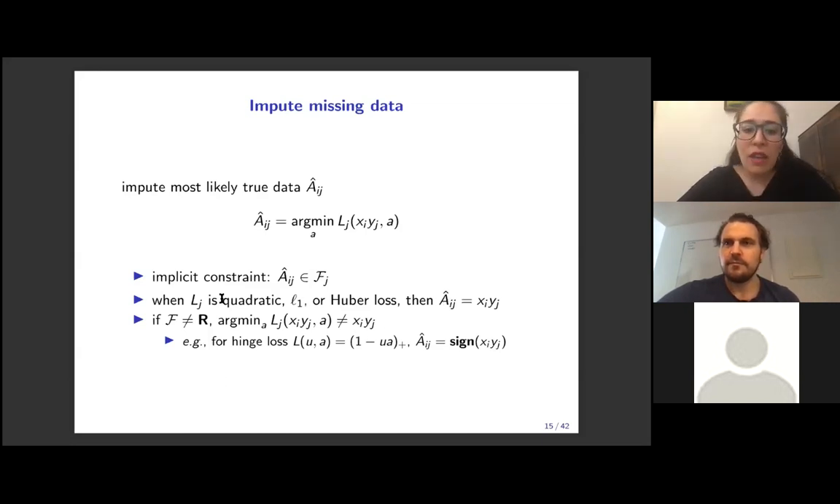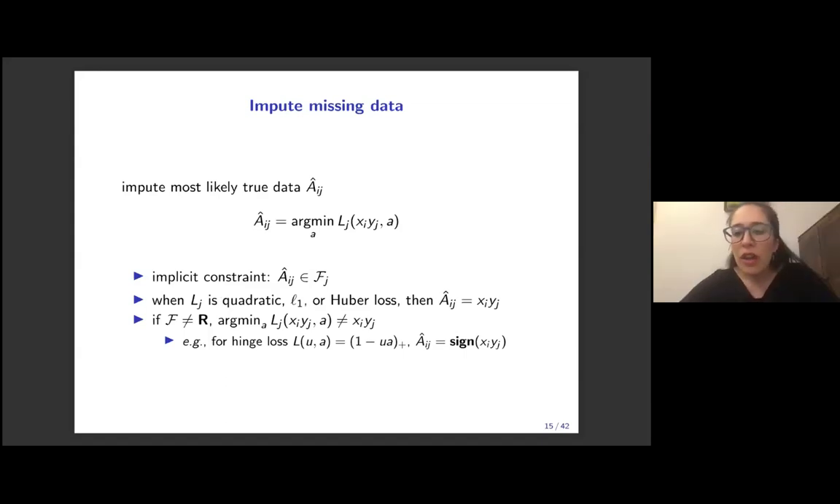Right. So if we impute and our loss function is quadratic, L1 or Huber, then the imputation matches xi, yj. It's really only if the domain is something else. So for example, if the loss function is hinge loss, so that the domain of that second argument is, say, plus or minus 1, then the imputed value matches the sign of xi, yj. So this is kind of reasonable. If xi, yj is positive, you get a +1. If xi, yj is negative, you get a -1. Then you have some mapping between plus and -1 and the Boolean labels that you care about, like male, female.